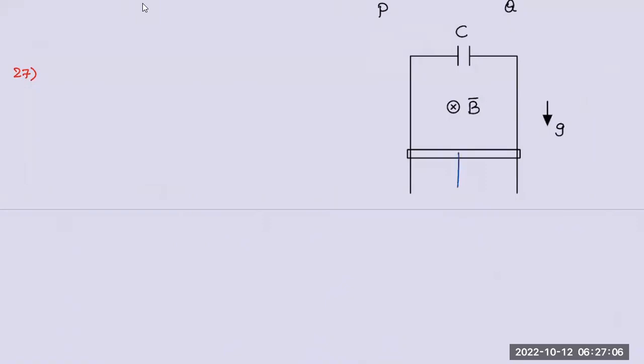Definitely there will be downward mg. No need to discuss much. There will be an upward force due to the magnetic field, FB. Now the net force is mg minus FB. What is FB? FB is equal to BIL. That implies the net force is mg minus BIL, which must be equal to mass into acceleration. Perfect.